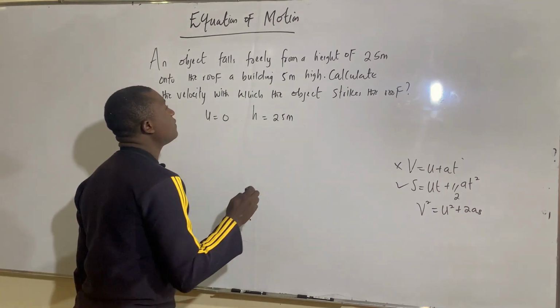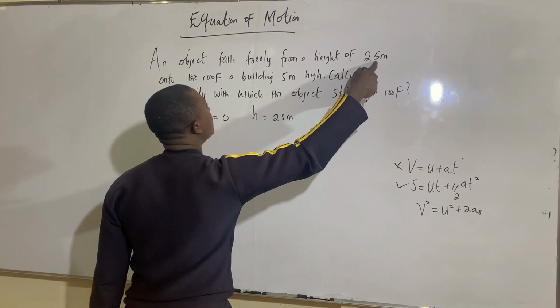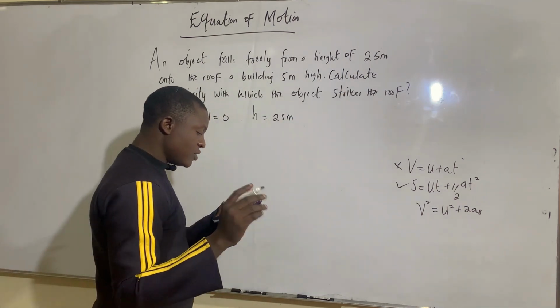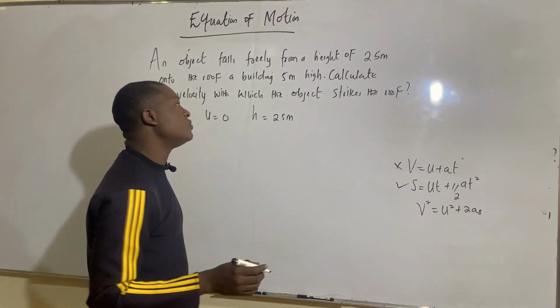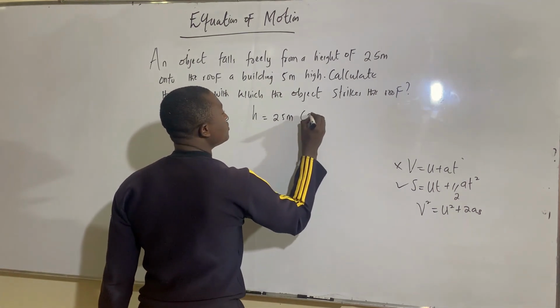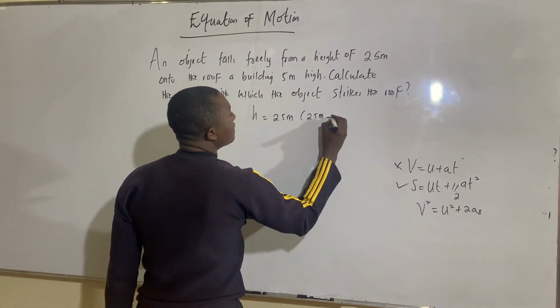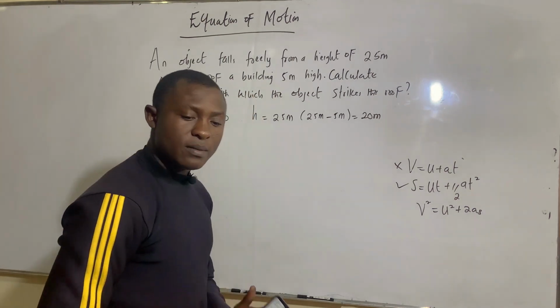You can see here, don't be confused about this. We have it fall freely from a height of 25 and the roof of a building of 5 meters. So meaning the object does not reach the ground, but instead it falls on the 5 meter roof. So how are we going to do that? Just have 25 meter, then minus 5 meter that we're given. So here we are going to have 20 meter.